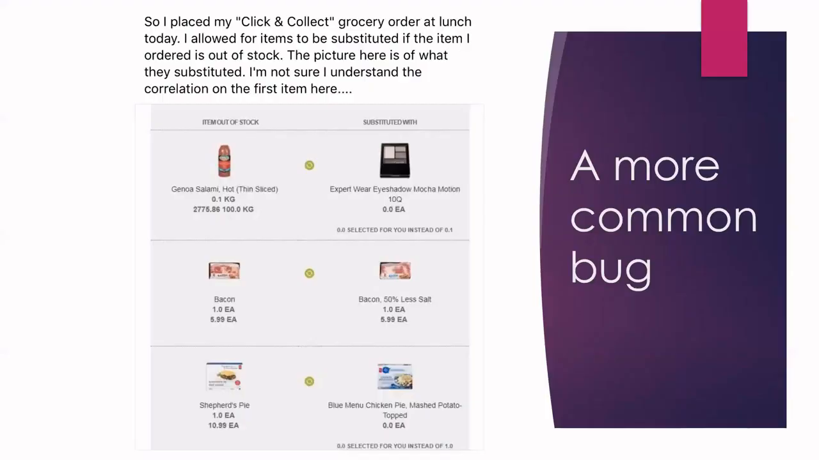The other end of the spectrum is things that we see every day. So that was not my story. It was a story of someone else. They placed an order and then asked for similar items. Okay. So that was a grocery order. Now, what's the problem there?